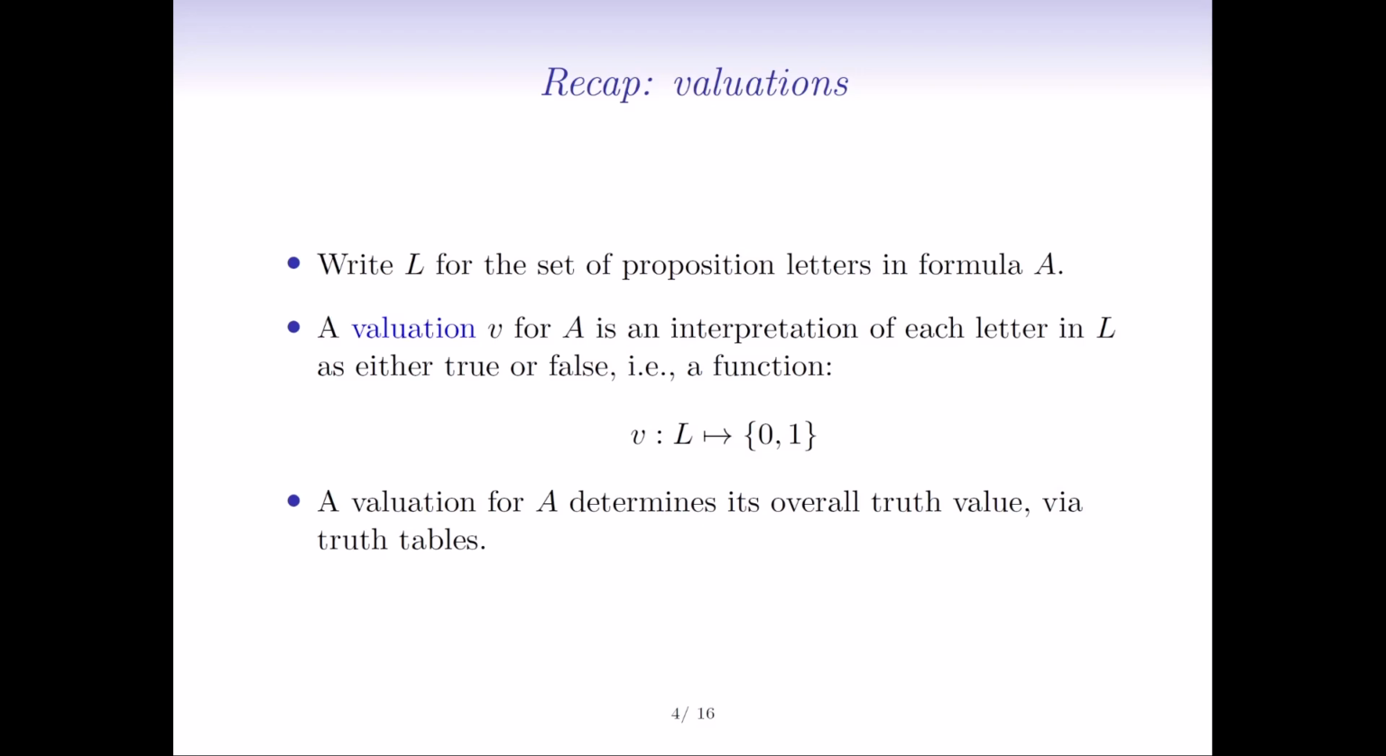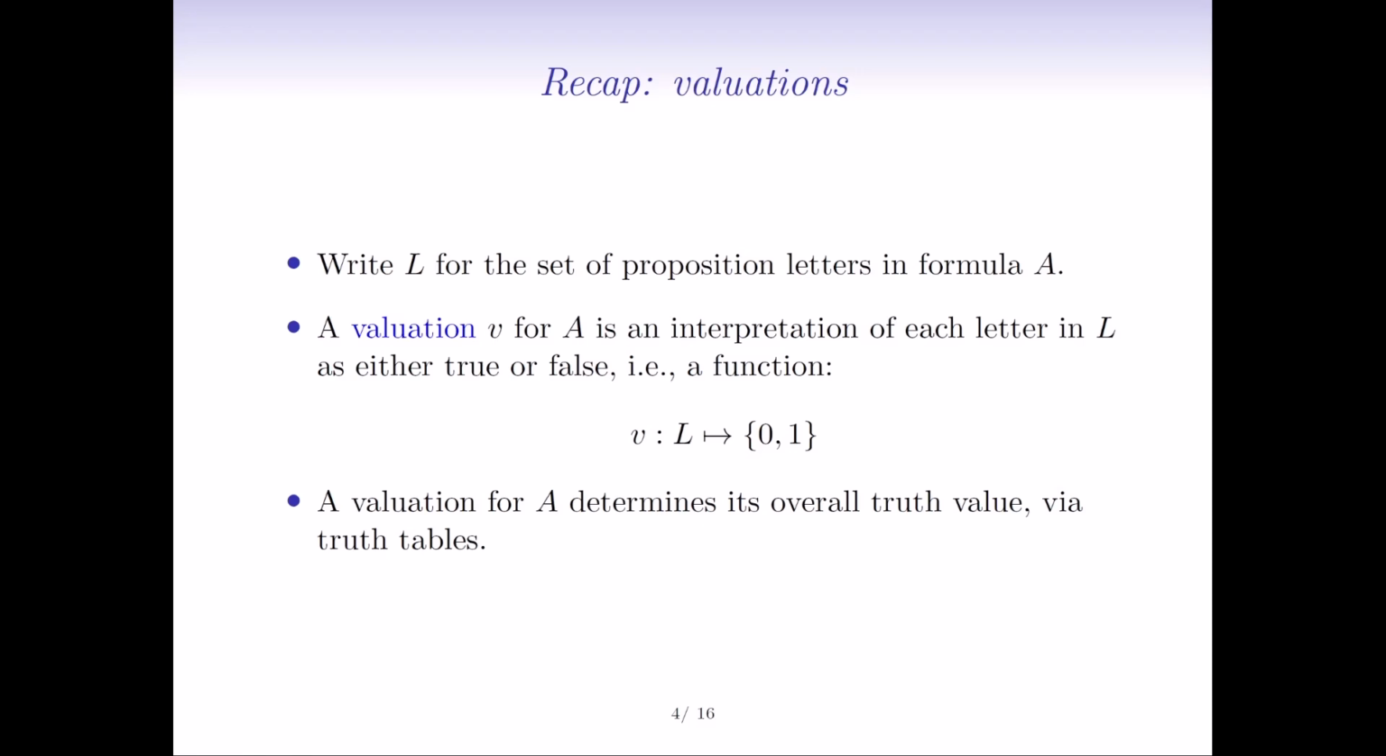And now let's start with the semantics. Remember that I said, let's write L for the set of propositions that occur in a given formula A. Then an evaluation for a formula is an interpretation of each of the propositions in A, in other words, for each letter in L, as being either true, 1, or false, 0. So that means an evaluation is really a function from the letters of a formula to the set 0 and 1.